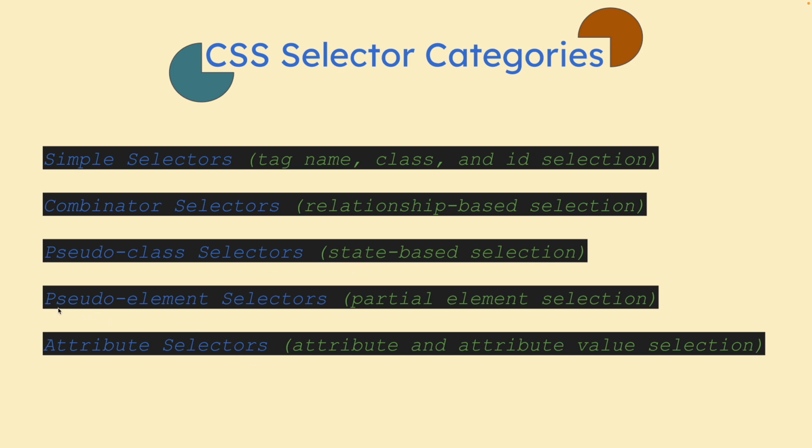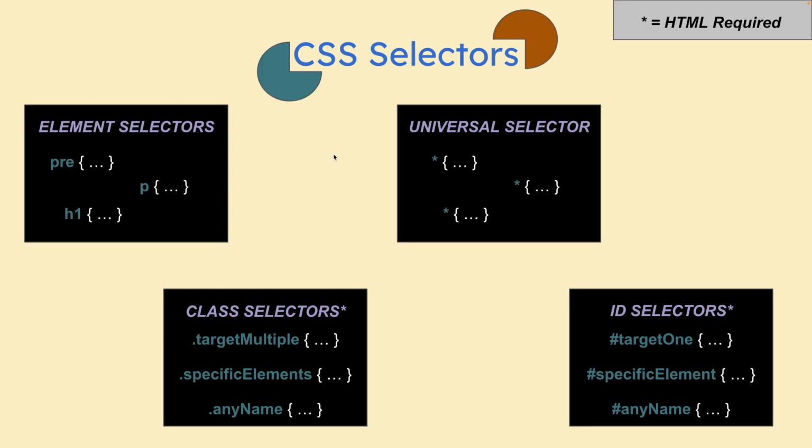Then pseudo elements are partial element selection. Attributes are either the attribute themselves or the attribute value, and that's how we select based on them. So we will get into more details on all these. For now, I'm going to move forward, and for the sake of this video, we're going to talk about simple selectors. So the CSS selectors I want to talk about for this video are element selectors.